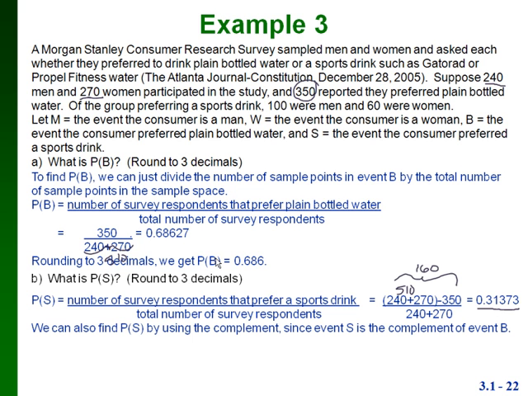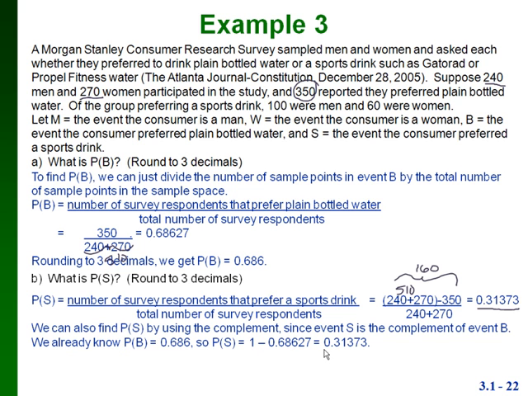Now we could have also done this if we had noticed that B and S are actually complementary events. Since there were only 2 choices in this survey, they either could say they preferred plain bottled water or they could say they preferred a sports drink. That means the events are complementary. Since we already had the probability of B was 0.686, the probability of S would just be 1 minus that.